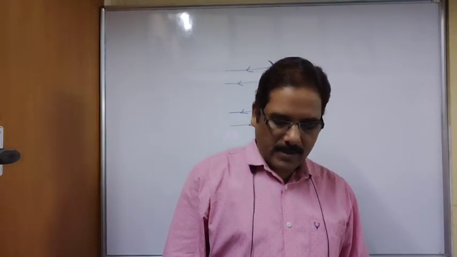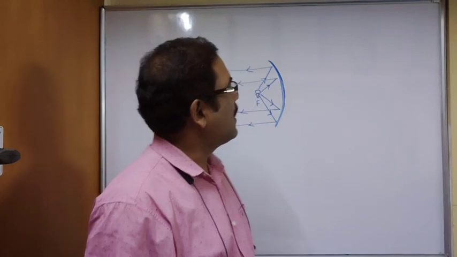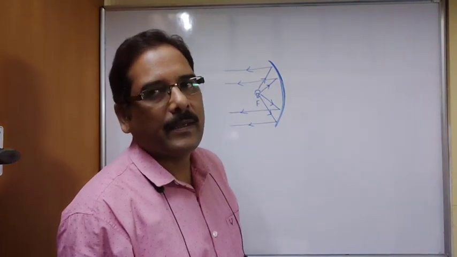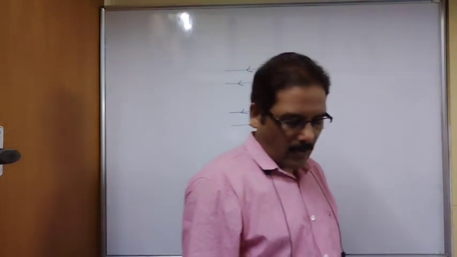So altogether 4 uses. First as a shaving mirror, second as a reflector in vehicles, then in solar furnaces to concentrate the sun rays, and then dentists also use concave mirrors. So these are the uses. Now we will discuss the next topic, that is image formation by convex mirror.